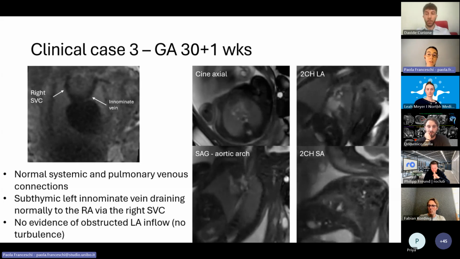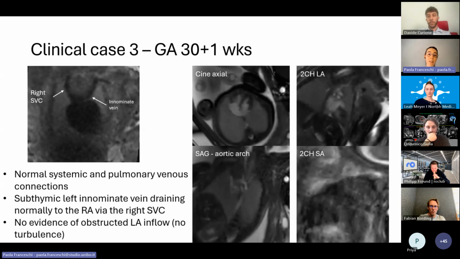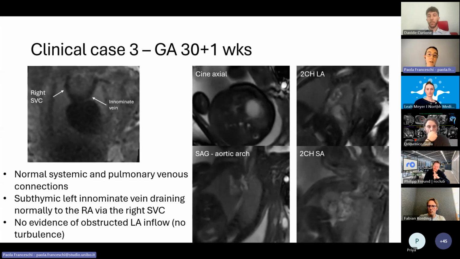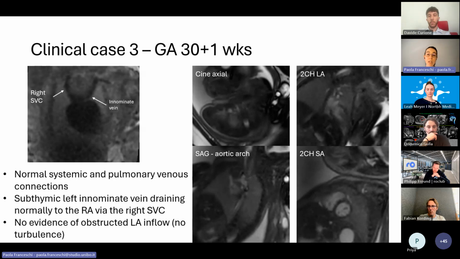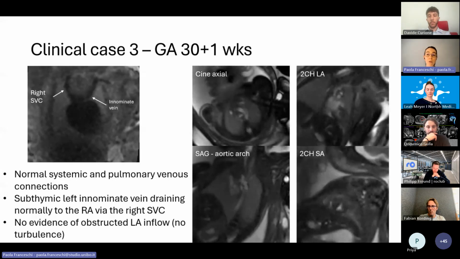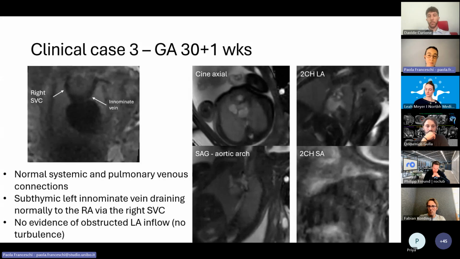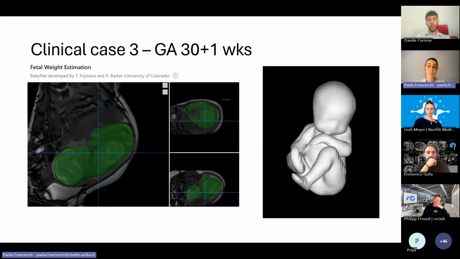As for the suspicion of chordae triatum, MRI does have some limitations compared to echo, especially when it comes to evaluating very thin intracardiac membranes, so we couldn't completely rule out the diagnosis. That said, we found no evidence of significant left atrial inflow obstruction and no flow turbulence that would suggest a hemodynamically relevant obstruction. This case also highlights another useful application. Using the NORTS post-processing platform, we were able to estimate fetal weight and index cardiac volumes.